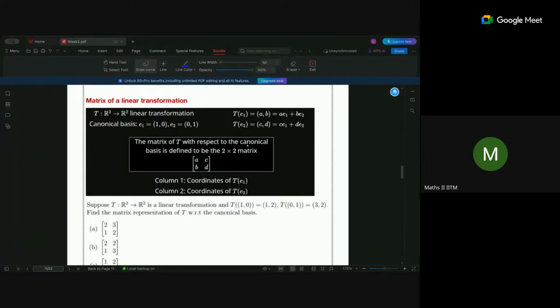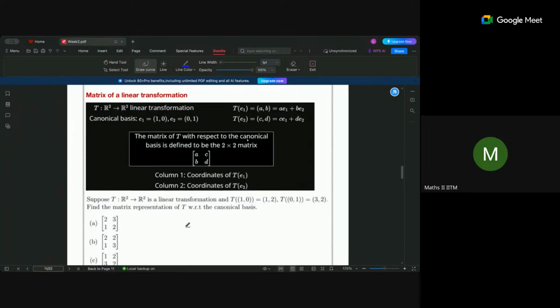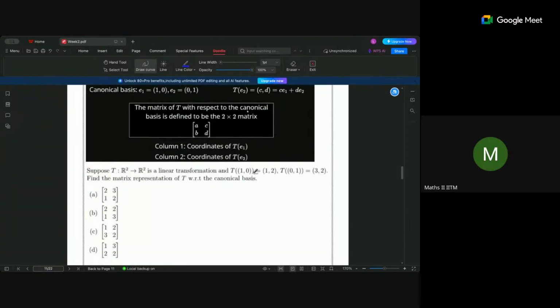Okay, so matrix of a linear transformation, how to find the matrix for a given linear transformation. Let us say this is your linear transformation, and you consider the canonical basis. Then you see what is TE1 and what is TE2. So the matrix of T with respect to the canonical basis is defined by this 2 by 2 matrix, where the first column is nothing but the coordinates of TE1 and the second column is nothing but the coordinates of TE2. For example, consider this transformation here where TE1 is this and TE2 is this.